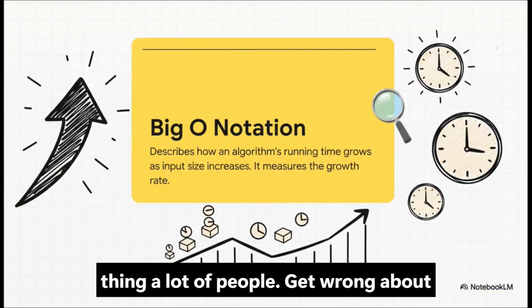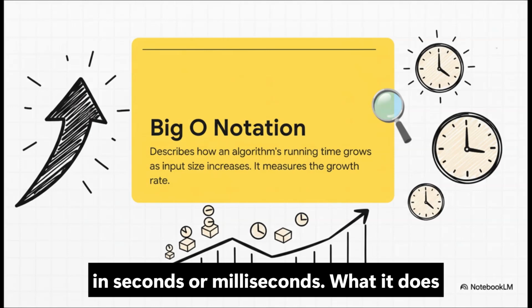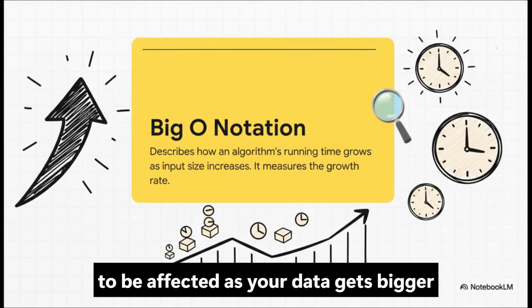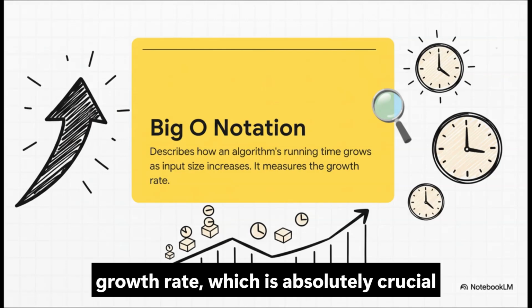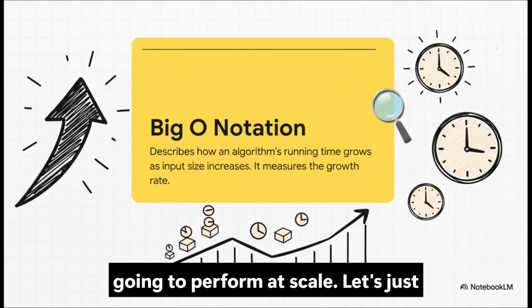Now, here's the thing a lot of people get wrong about Big O. It doesn't actually measure speed in seconds or milliseconds. What it does is tell you how the runtime is going to be affected as your data gets bigger and bigger. It's all about measuring the growth rate, which is absolutely crucial if you want to predict how your code's going to perform at scale.